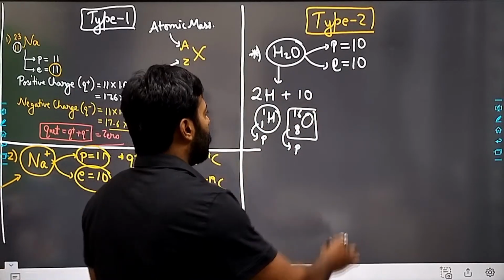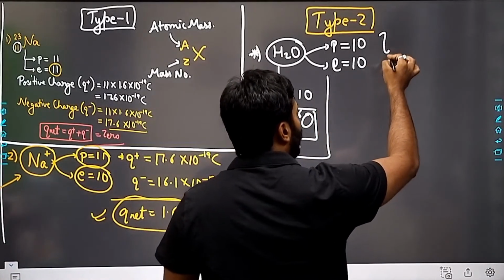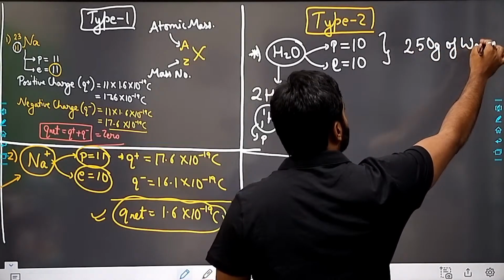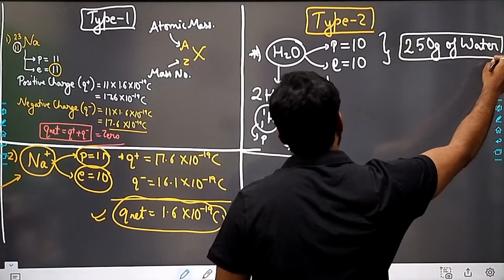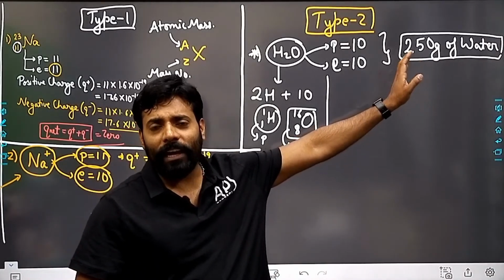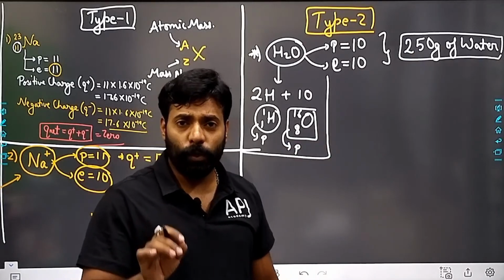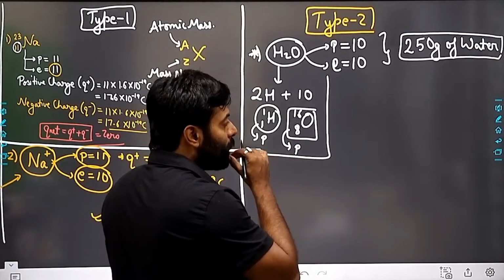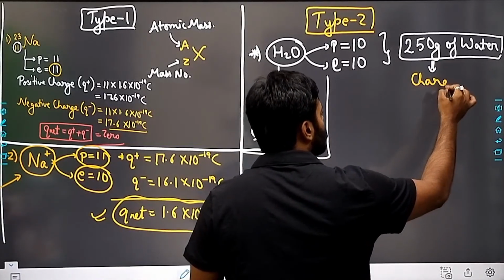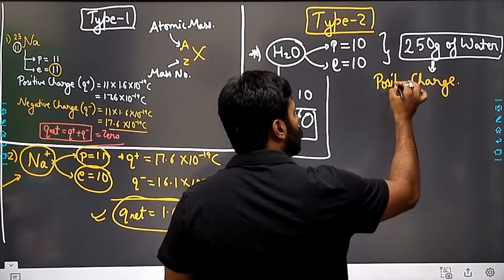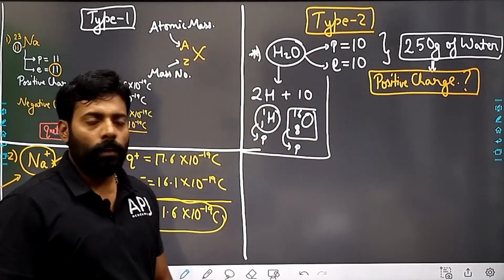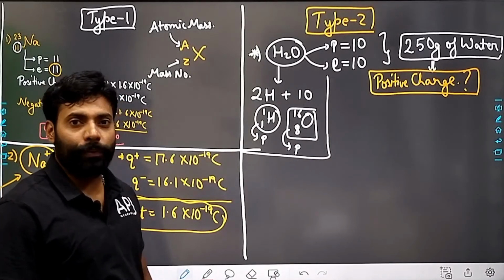And if I say that I am having 250 gram of water, some of you might say, sir, you have to take this in liters. But I am saying that it doesn't matter. What if we are having 250 gram of water? Then there will be multiple molecules, and I have to find out the positive charge here. What will be the positive charge here? So how can I find out the positive charge in 250 gram of water?